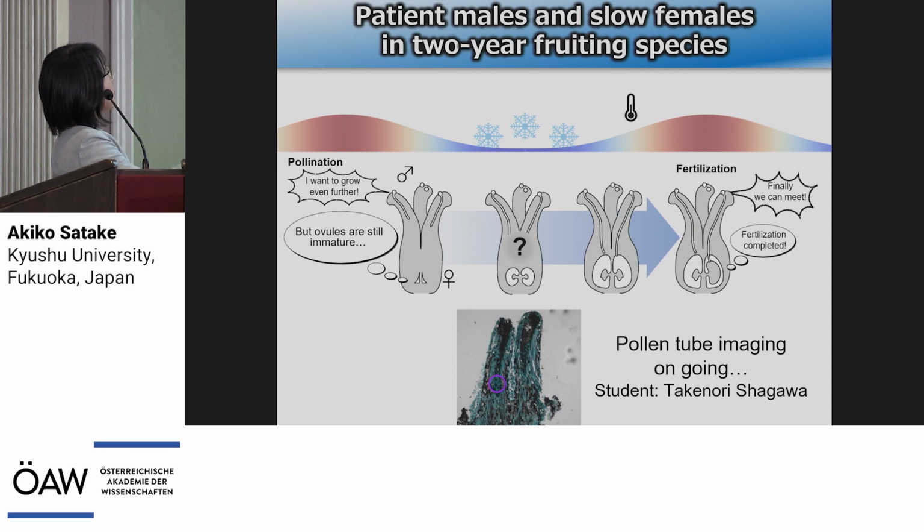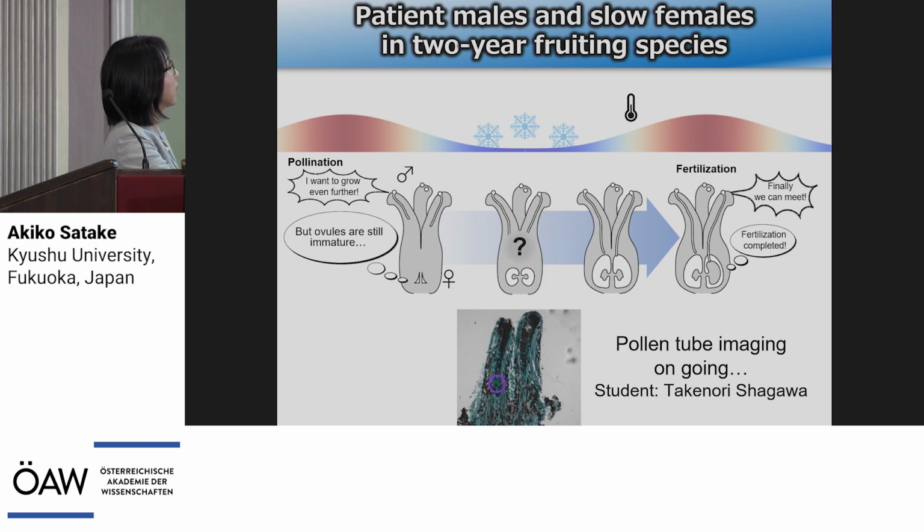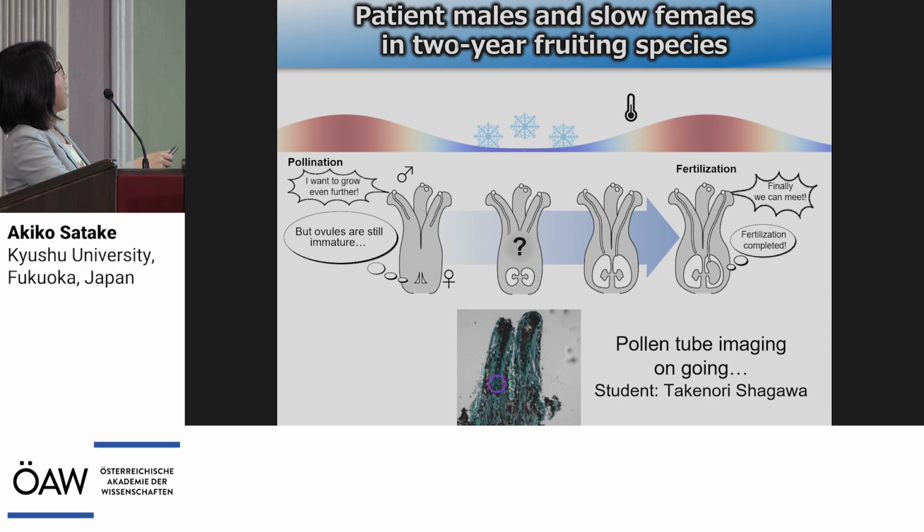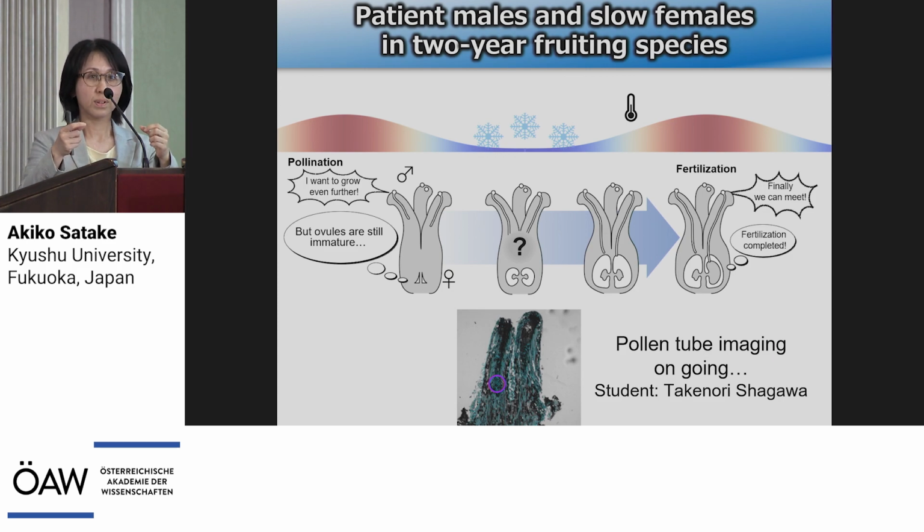So now to explore the interaction between male and female, we are currently doing pollen tube imaging together with the student Takenori Shagawa. And he found that right after pollination, pollen germinates, but pollen tube growth stops somewhere in the style around winter. But after winter, the pollen tube starts again and then fertilizes the ovule.